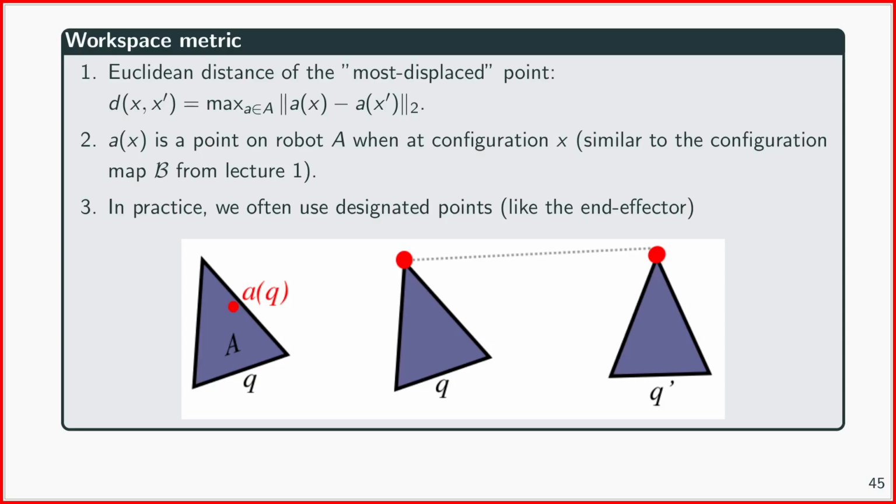So basically you have this triangle robot and it moves from one configuration to another configuration, and you want to just define the metric by the distance of the point on this robot which is displaced the most. And from that you can also create a metric, and this is something which you can define here as the max over all the points on the robot of the Euclidean distance between them. Right, and very often you don't do that for the most displaced point, but you choose in the beginning one point on the robot, for example, the end effector with which you are doing some task or so.